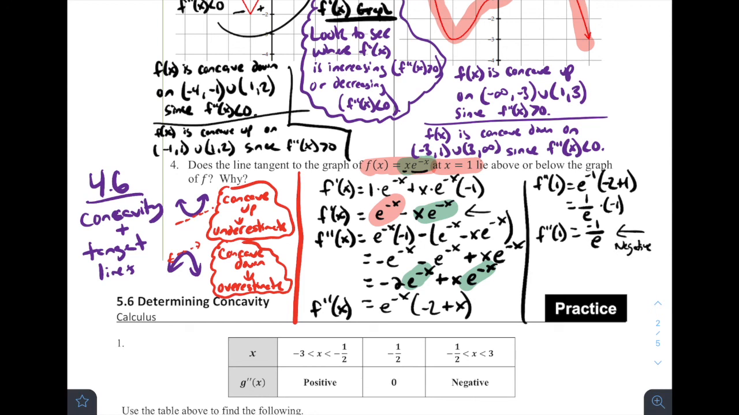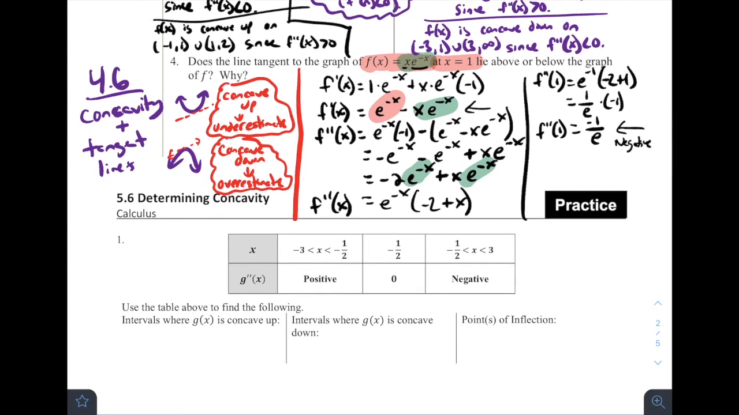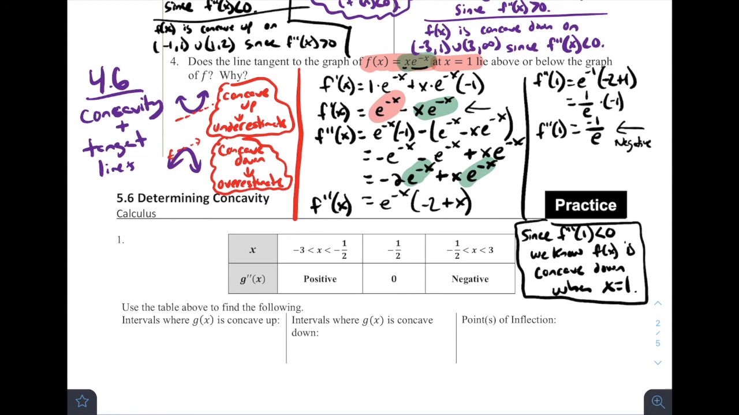Since the second derivative is negative, we can conclude that the original function has to be concave down. So my conclusion here, I'll scroll down even though this is the practice: since f double prime of 1 is negative, we know f of x is concave down when x equals 1. And this would be our conclusion for that final problem.